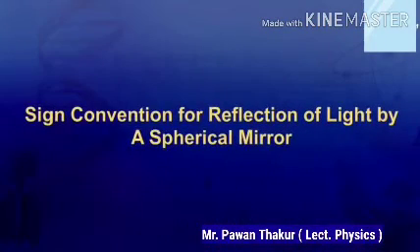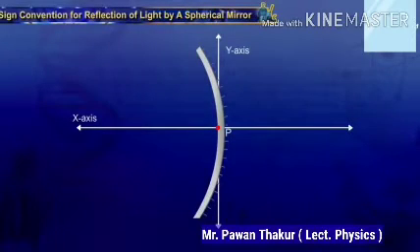Next we will discuss the sign conventions. The new Cartesian sign convention which is used for spherical mirrors. First, all the distances are measured from the pole of the spherical mirror. Second, first of all we will consider the mirror. We take the x-axis and the y-axis. This point P represents the pole. The midpoint of the spherical mirror is called its pole.